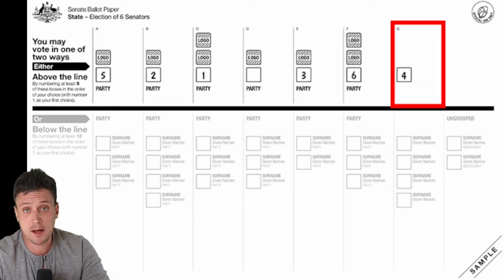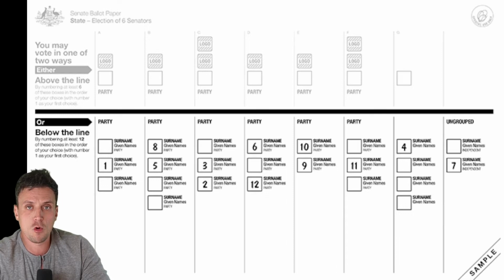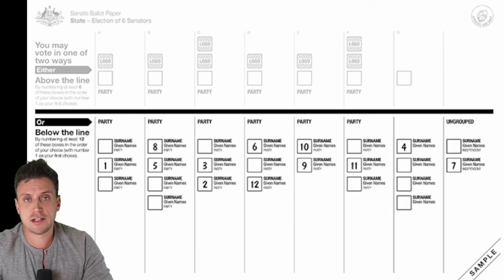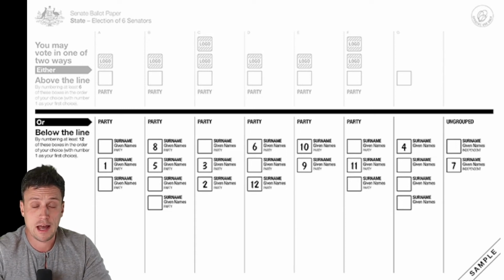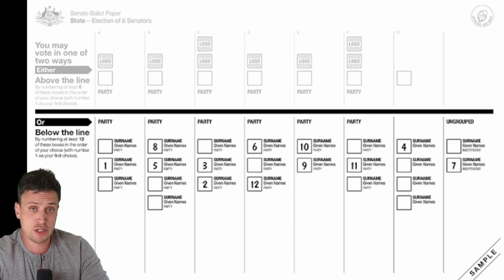All right, so that's above the line voting. Now, the other method is below the line. Now, below the line, you will see featured all the names of all the different candidates, whether they are from a party or if they are independent. Okay, now below the line, the recommendation is that you number a minimum of 12 boxes, although there is a savings provision for 6.